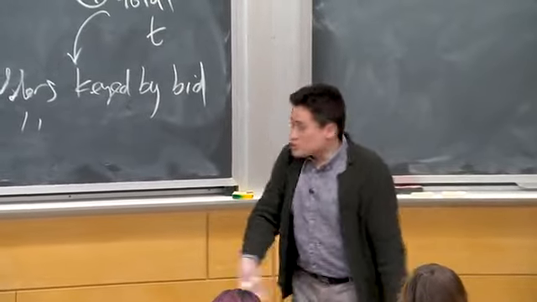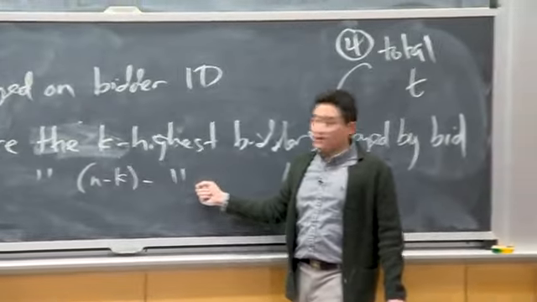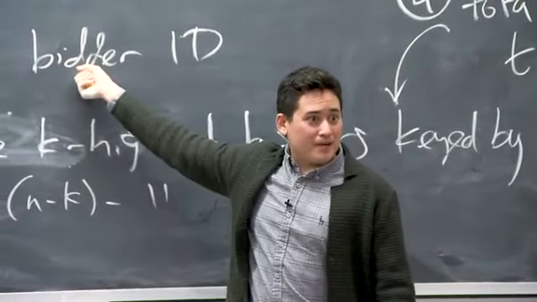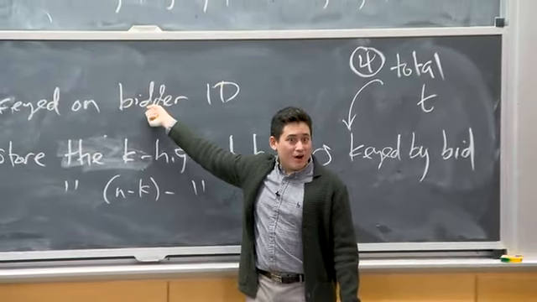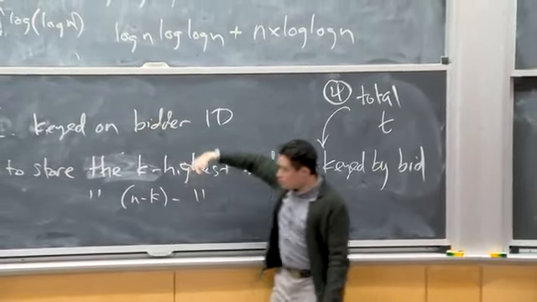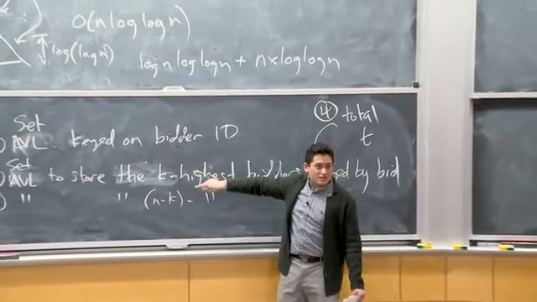So now, holding that node in my hand, I can go and insert that bidder into here, by bid ID, which is also going to take logarithmic time. And now I can store with that node my pointer to this data structure. Does that make sense?